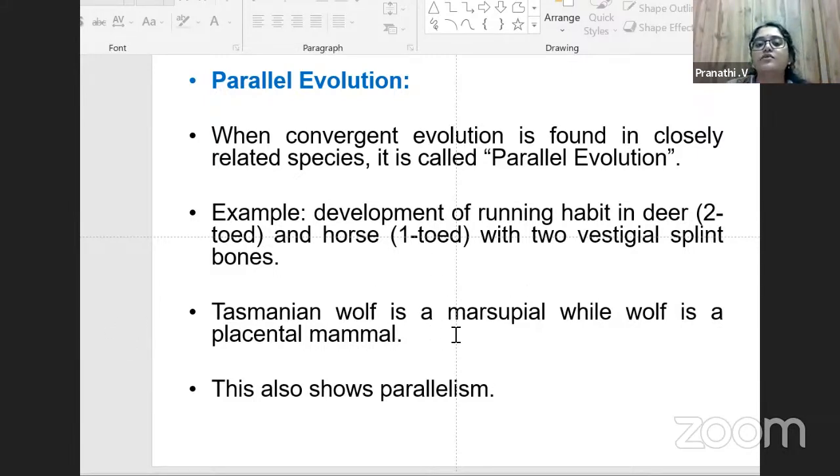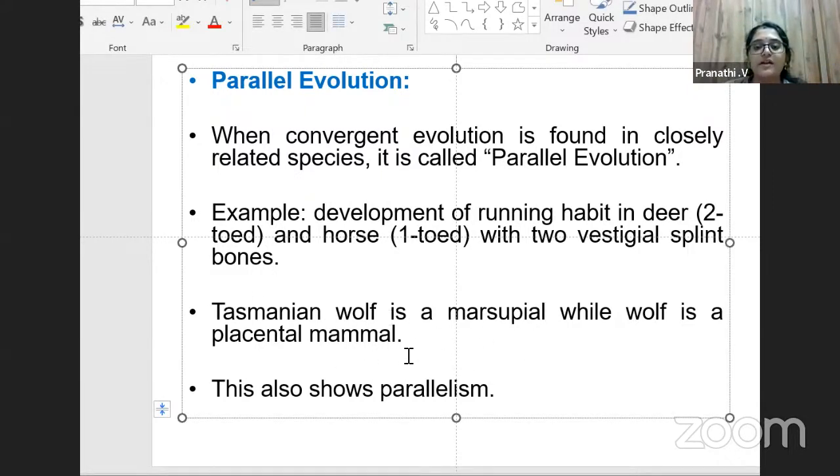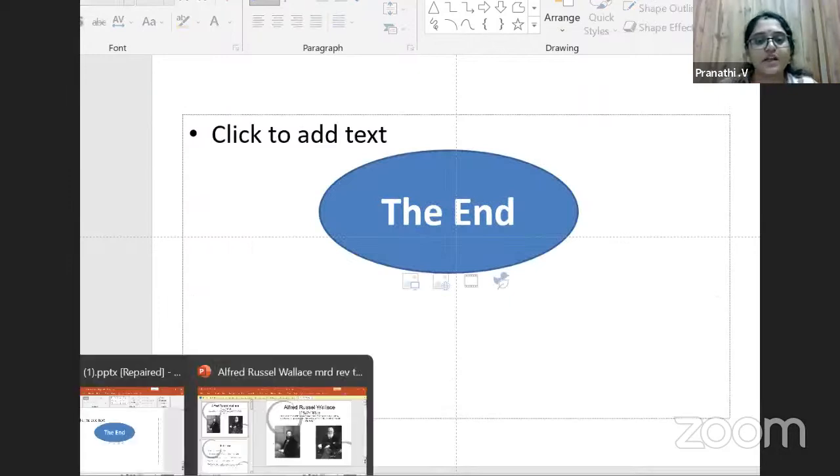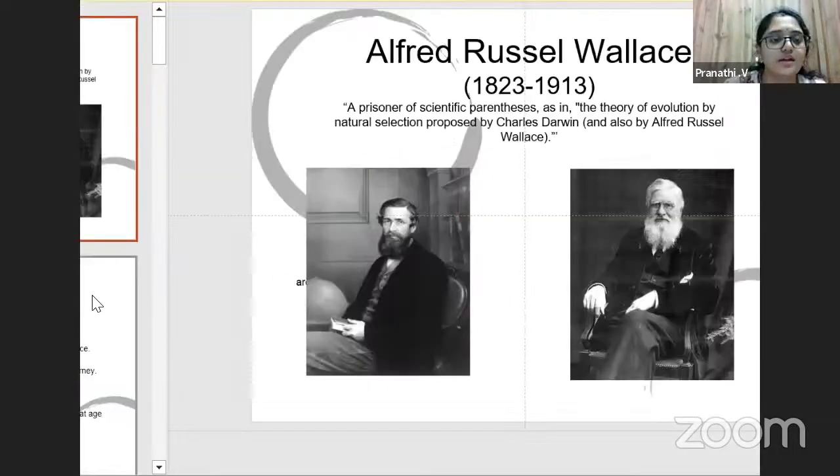The Tasmanian wolf is also a marsupial, while the wolf is a placental mammal. So this is a pouched mammal, in fact, whereas a normal wolf is a placental mammal. So there is a parallel evolution over here. So this is about the evolution and the evidences that are present.